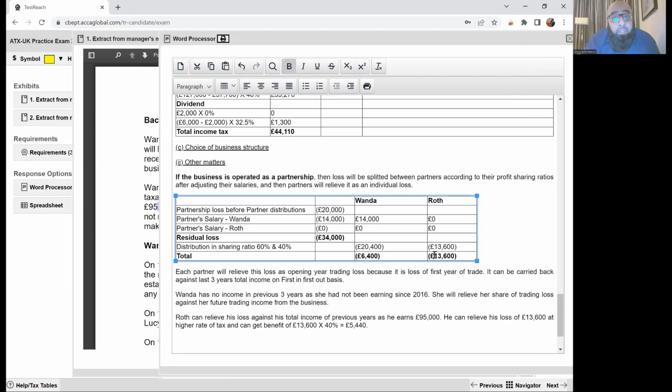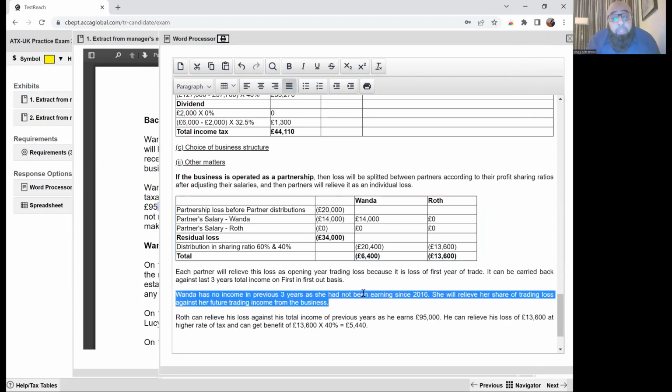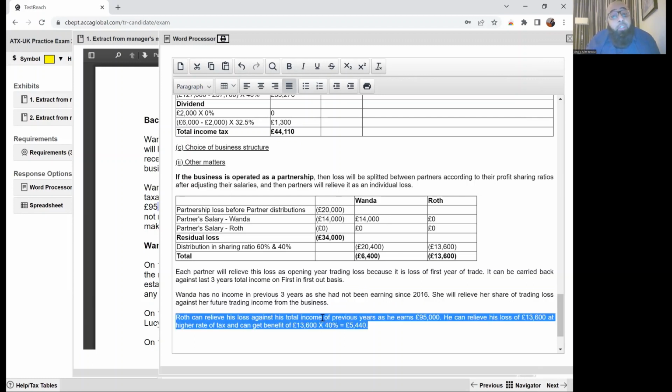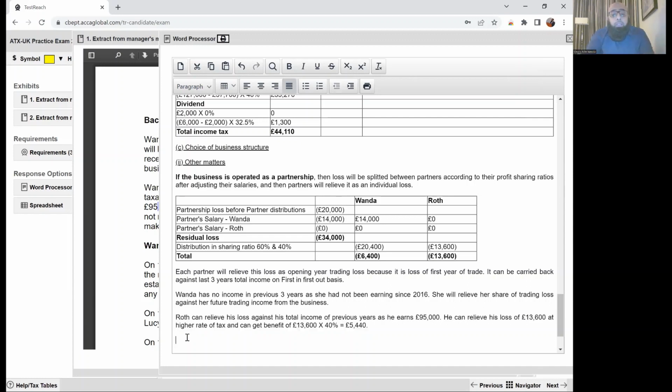Now Vanda will get 6,400 and Rod will get 13,600. Each partner will relieve this loss as opening year loss because it is a loss of the first year of trade. It can be carried back against the last 3 years total income on a first in, first out basis. Vanda has no income in the previous 3 years, so she will only carry forward the loss against her future incomes. Rod can relieve this loss against his total income in previous years. I hope it's clear.